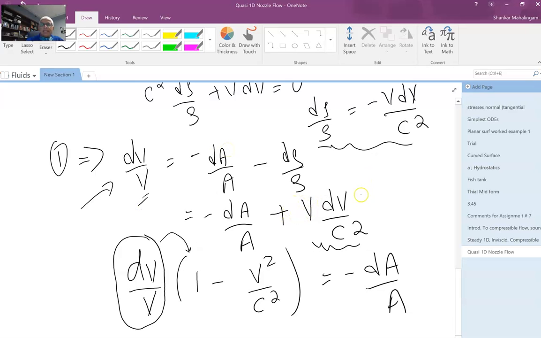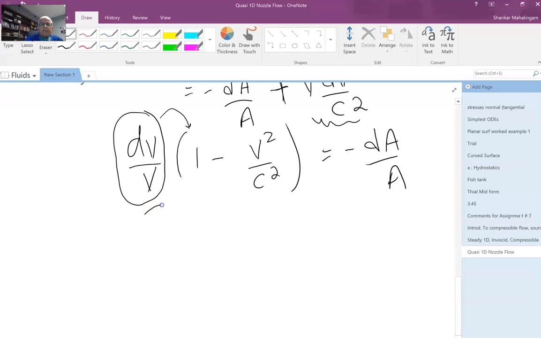And then this term with the negative sign moved over to the left hand side is dv over v times v squared over c squared, right? All right, so I factor the dv over v, and that's why I get a v squared term over here, to account for the v in the denominator back here. All right, so what does this lead up to?